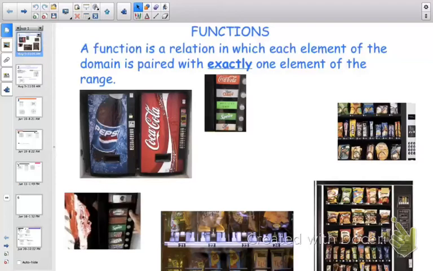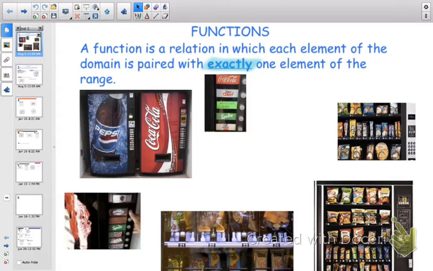Now we're going to take a look at functions. So a function is a relation in which each element of the domain, so the x values, is paired with exactly one element of the range. So what that means is we can only have one distinct y value for each x value.